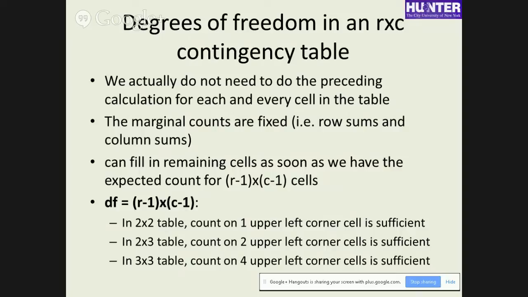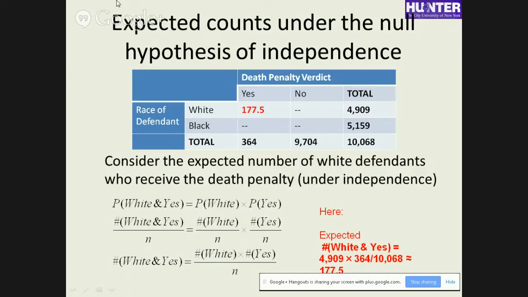You could continue doing that for the whole table, calculating those probabilities, multiplying out. You don't need to, because we know the totals in each of these. So how many do we expect in this, just using subtraction? Yeah, the rest of it, 364 minus 177.5. That's it.